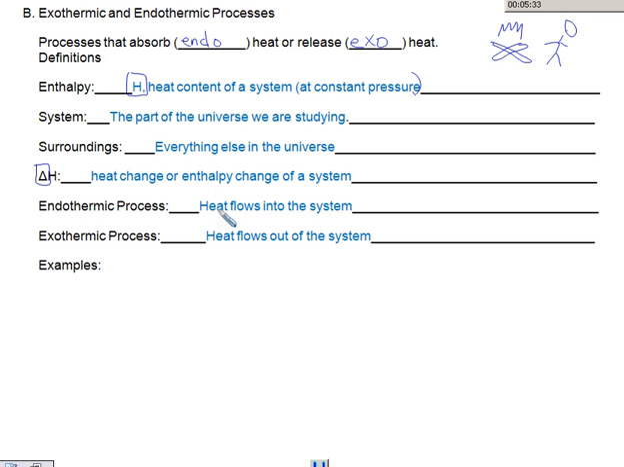This means heat flows into the system. And we're going to be looking at exothermic processes, which means heat flows out of the system. So let's do a couple of stick figures just for fun and look at exothermic and endothermic systems.